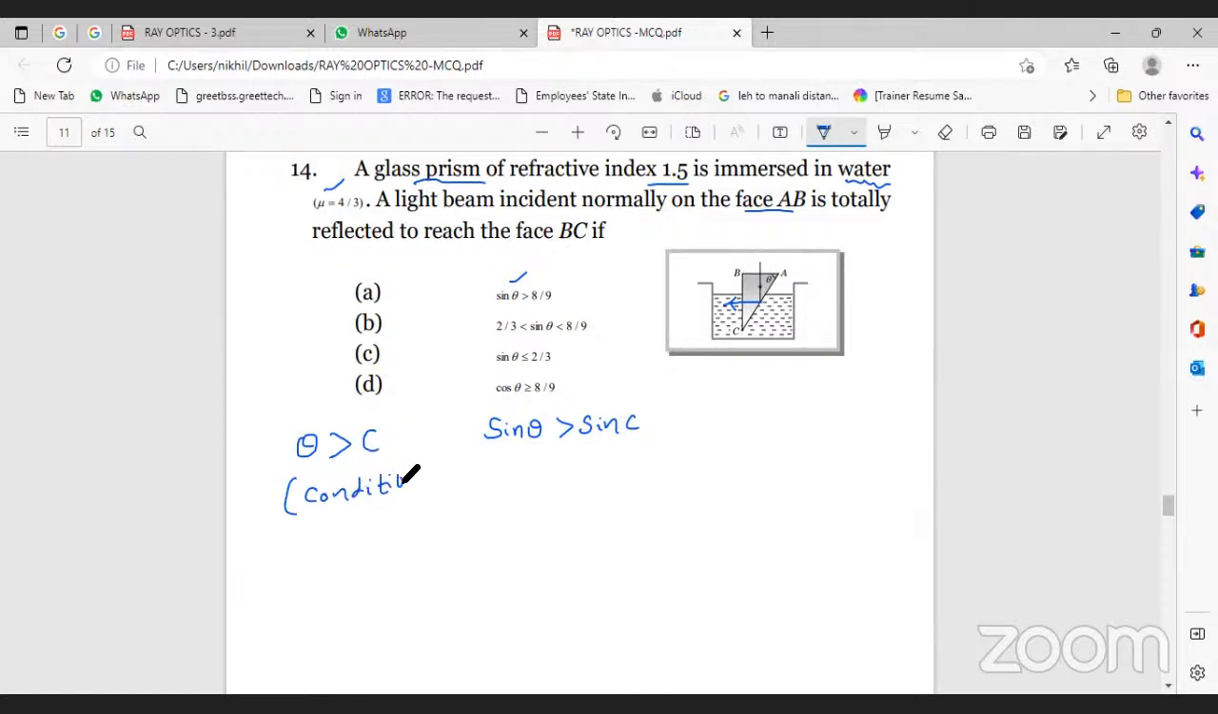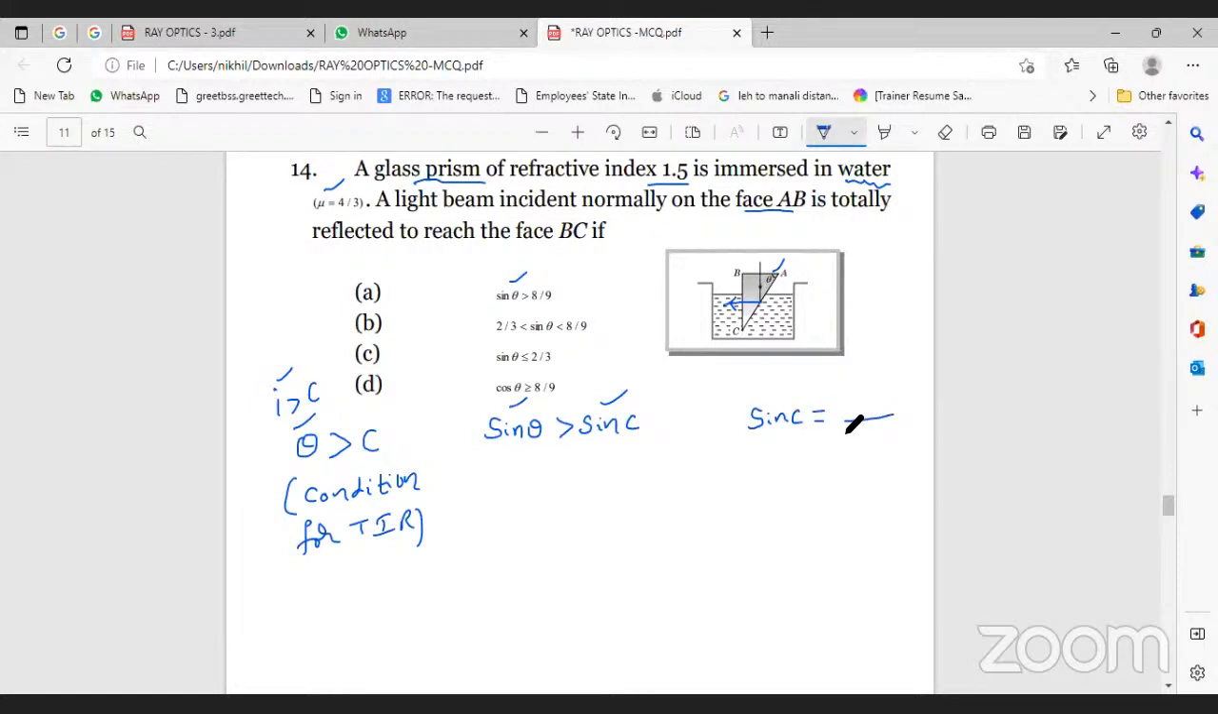So this is the condition for what? Total internal reflection. So for the total internal reflection, the angle of incidence must be greater than the critical angle. Here the angle of incidence is theta they have given. So if theta is more than C, we can also conclude sine theta is more than sine C. What is the formula for sine C?